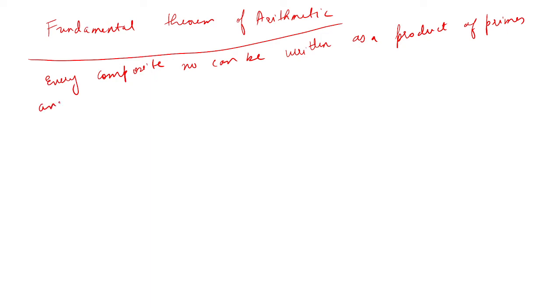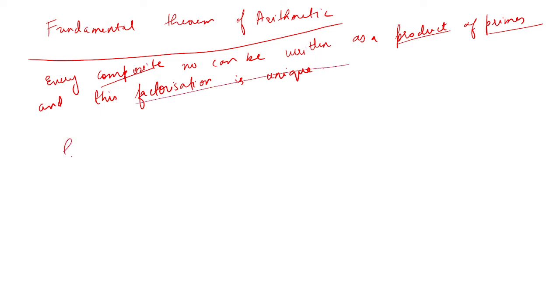And this factorization is unique. Clear? Now here what you have to understand is what is a composite number and what is a prime. And I think you know what a product is, right? Product actually means multiplication. So it tells us that every composite number can be written as a multiplication of primes, and whatever multiplication you do is going to be unique.